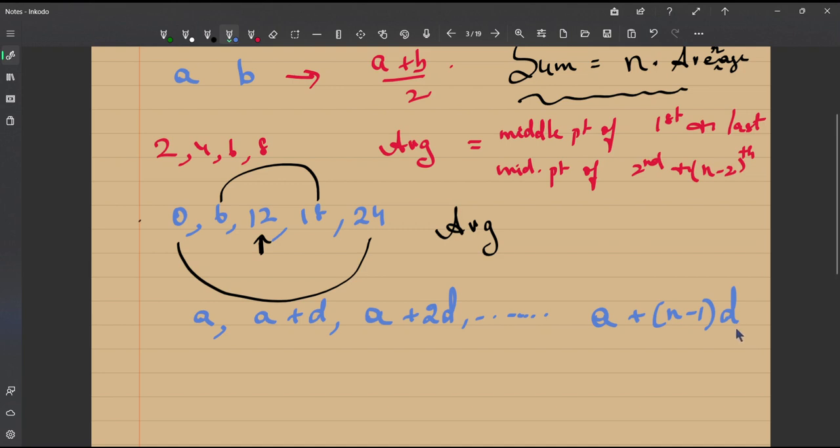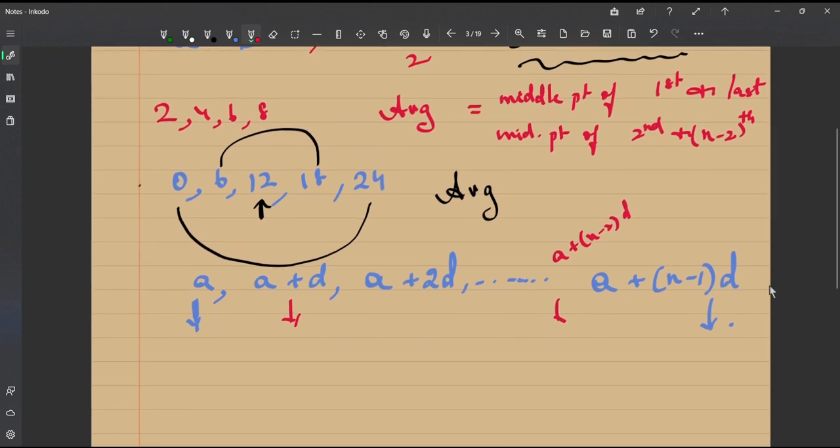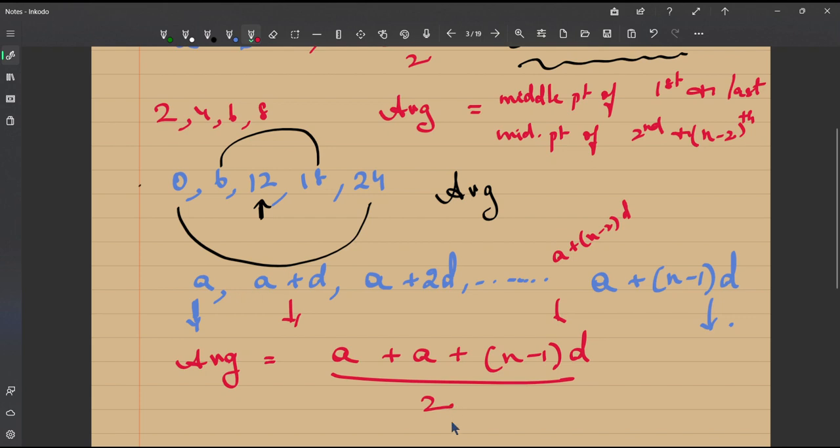So now what have we seen? We have seen that the average of all these terms, the terms added and divided by n, is equal to the middle point of the first and the last term. It is also equal to the middle point of A plus D and the second last term, A plus (n minus 2) into D. So this is what we have seen so far. So can I write the average of this is equal to (A plus (n minus 1) into D) by 2?